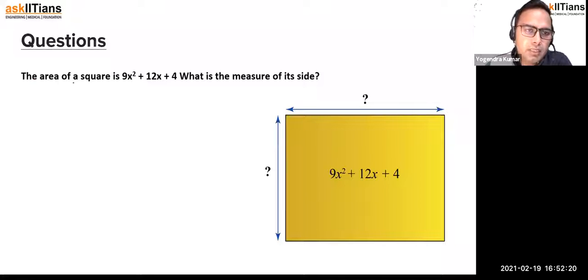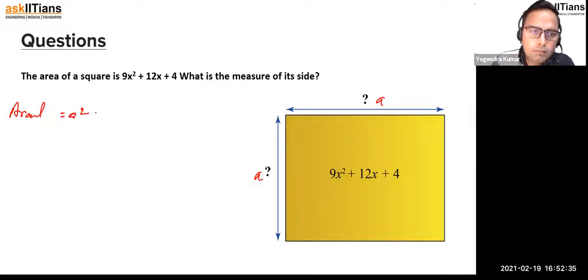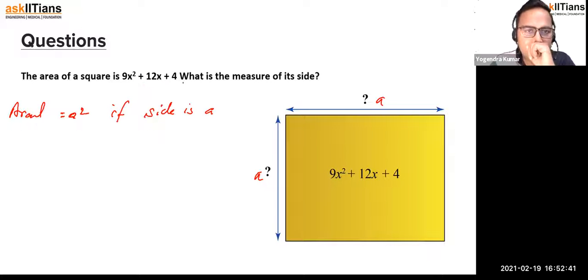So let's see how we can use them. Now see, the area of a square is given. What are the measures of its sides? We know that if the side is a, the area is a². So can I factorize this? We need to look for factorizing it.